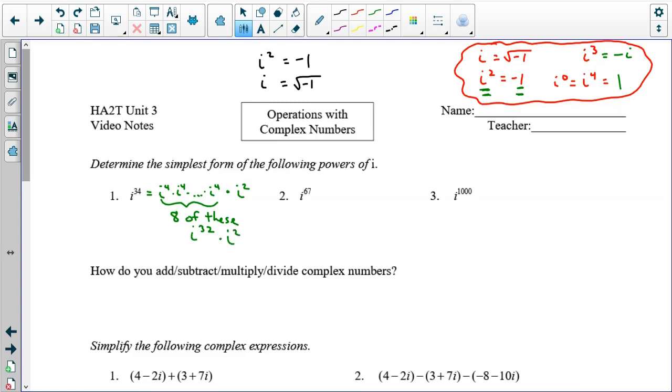So i to the 32nd is really just i to the fourth, which is 1, times i to the fourth, which is 1, all the way to the last i to the fourth, which is 1. So 1 times 1 times 1 times 1, 8 times is 1. And then we know that i squared is -1. So i to the 34th is really just -1.